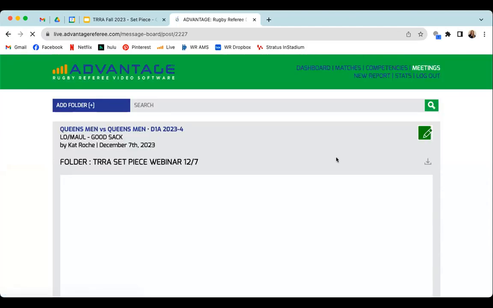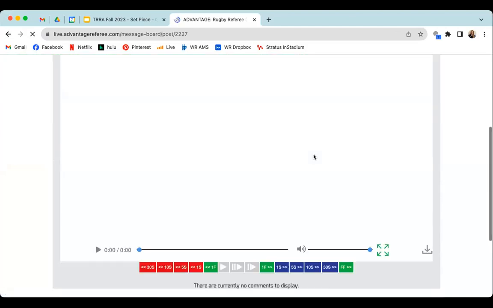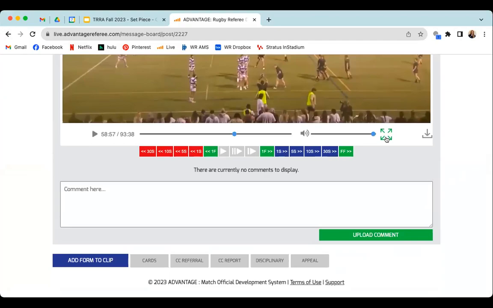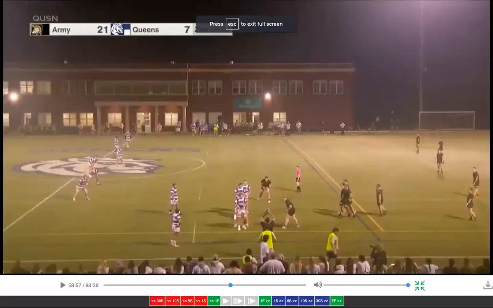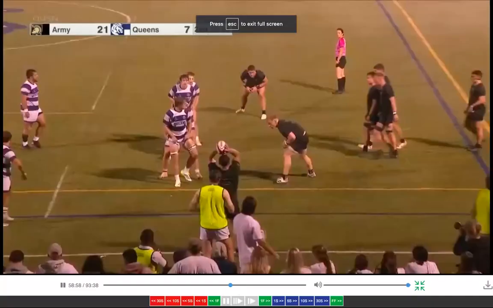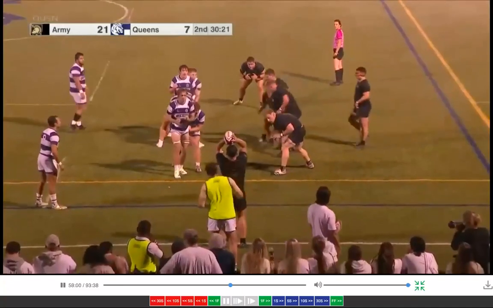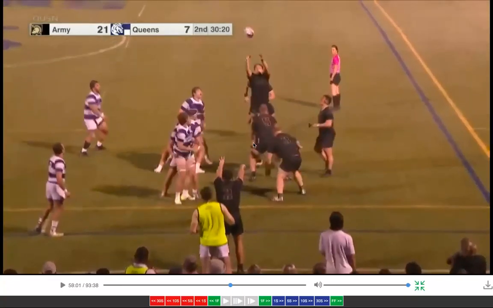We'll look at good sack for those following along in their own advantage playlist. Again, nice line out setup. So we got a nice tunnel, ball goes up.